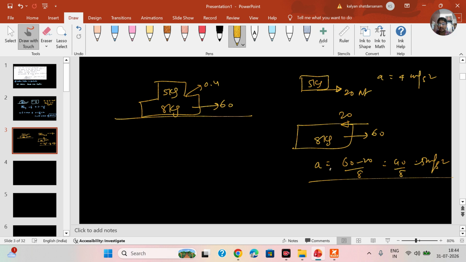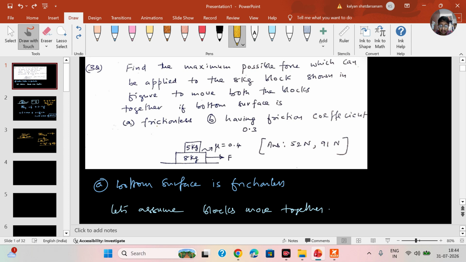Are these values consistent? You see, you are getting for 8 kg a greater acceleration. So 8 kg is moving faster and it will rub 5 kg in the forward direction, which is correct. So it's consistent, the answers. So up to 52 they move together. Beyond 52 they will move separate. And we have done this problem assuming the case A, there is no friction between 8 kg and floor. But there is a case B also, where there is a friction between 8 kg and floor and it is 0.3.